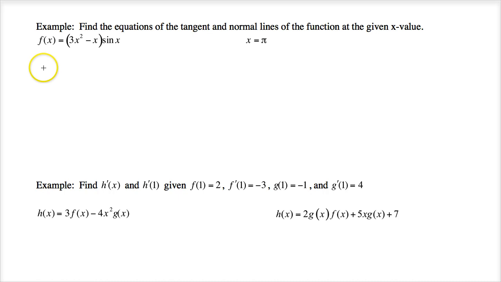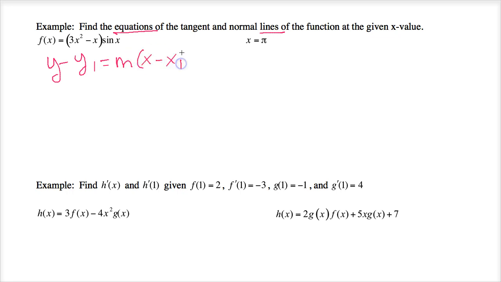To find a tangent line, or anytime they ask for an equation of a line, so notice this. Anytime they ask for that, in this class you're going to use point slope form. And I'm not too sure how much you guys did of it last year. The point slope form is y minus y1 equals m times x minus x1.